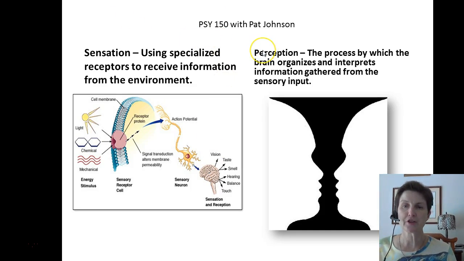Perception is where the interpretation happens. So perception is the process by which the brain organizes and interprets information gathered from sensory input. So perception is where our brain has received that information through the process of sensation, and now the brain tries to make sense of it.